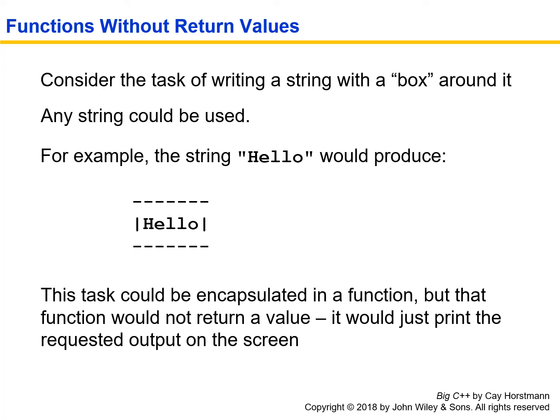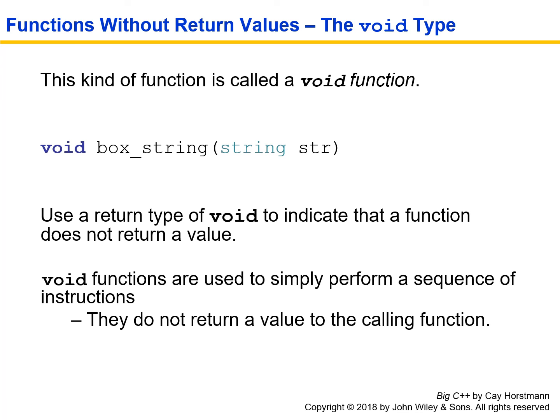Consider the task of writing a string with a box around it. Any string could be used. For example, the string hello would produce hello with a little box of dashed lines around it. If we encapsulate this set of code to write that box in a function, it's not going to return a value. It's just going to print the requested output on the screen. That kind of function is called a void function because we use the keyword void as an indicator that there's no return value. Void functions are used to simply perform a sequence of instructions without returning a value to the calling function.